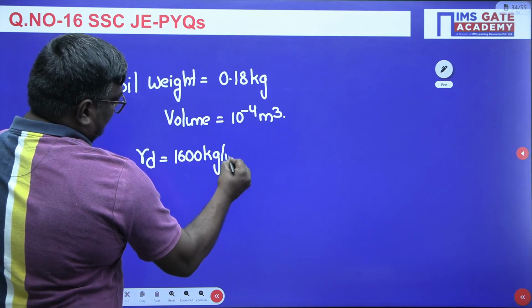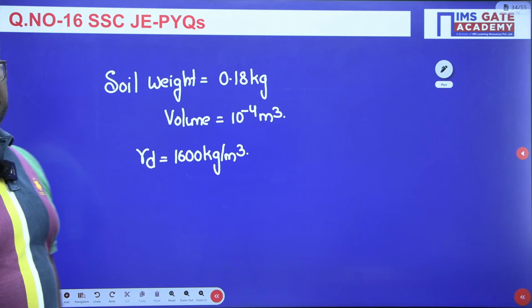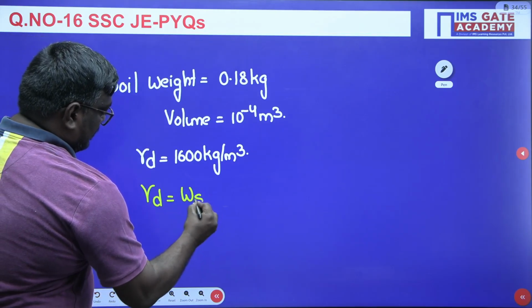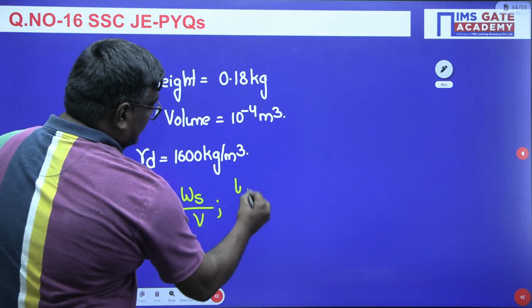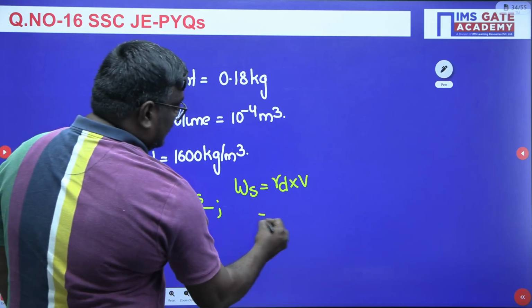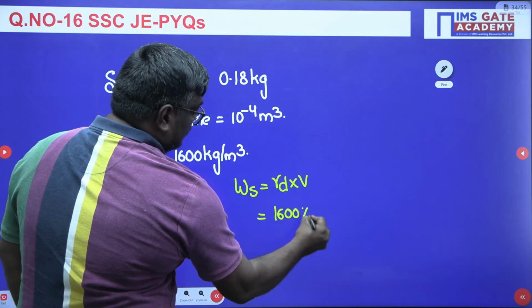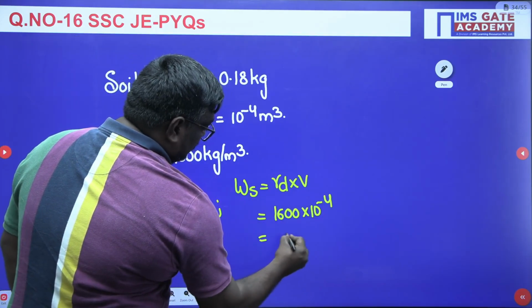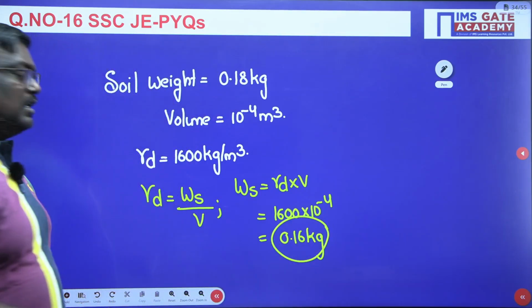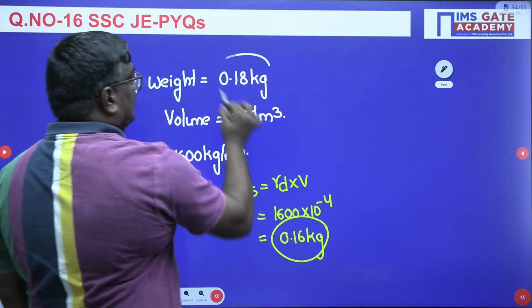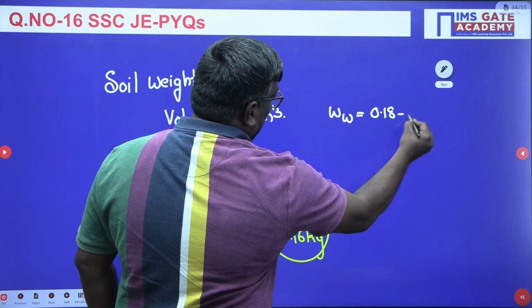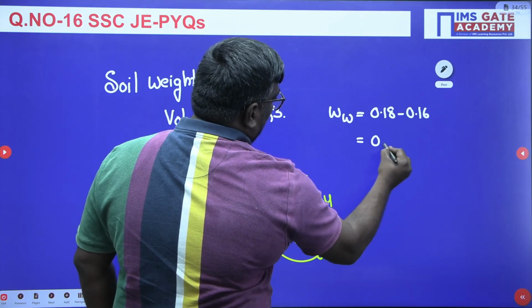This was given. Now, let me tell you, what do you mean by dry density, my dear students? Dry density is nothing but weight of solids by total volume. Now, what is weight of solids? Gamma D into volume. So, what is gamma D? 1600 into 10 power minus 4. This is equal to 0.16 kg. Now, see students, weight of solids is 0.16 and total weight is 0.18. So, weight of water is equal to 0.18 minus 0.16. So, this will be equal to 0.02.